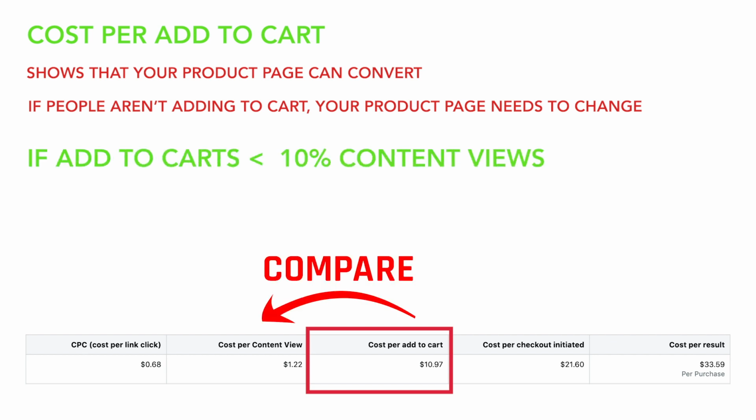If you're not getting at least 10% of people who view content to add to cart, then I suggest taking another look at your product market fit. Make sure everything from your ad to your site and product makes sense with the audience you're targeting.